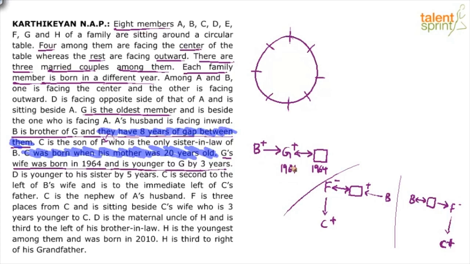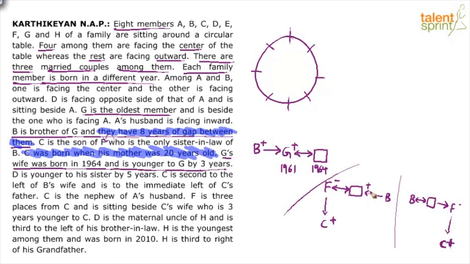C is second to the left of B's wife. That also will not help, I mean, that is about arrangement. C is the nephew of A's husband. I think one assumption that we can make is, if you see, we know that F is the sister-in-law of B and F is the only sister-in-law of B.